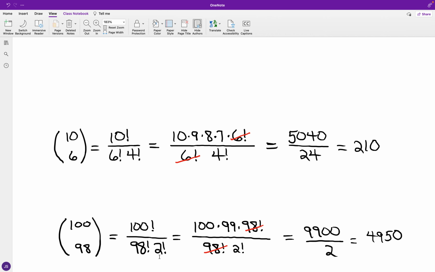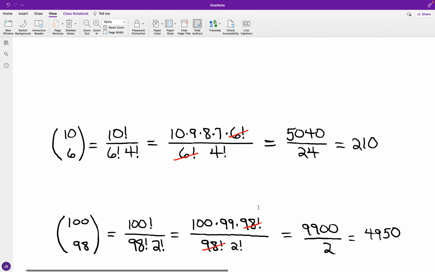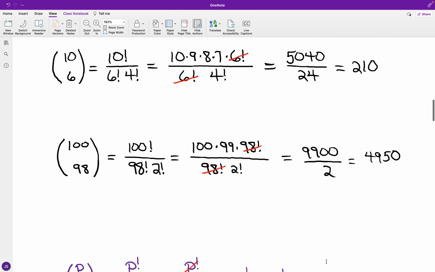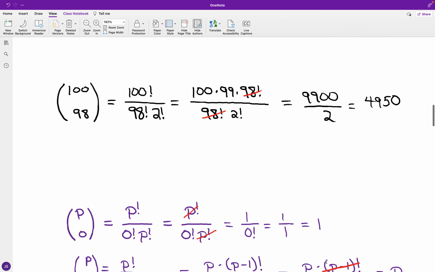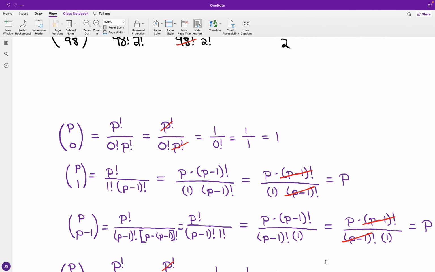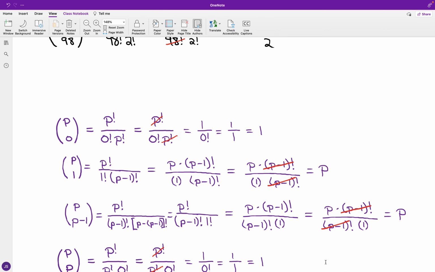And I can reduce 100 factorial in terms of 98 factorial and get the 98 factorial to cancel. And so we have 100 times 99, which will be 9,900. 2 factorial is 2. And so this reduces to 4,950. And for what we have in special cases, and this is going to provide a bit of a segue, a little bit of a shortcut once we get into series.